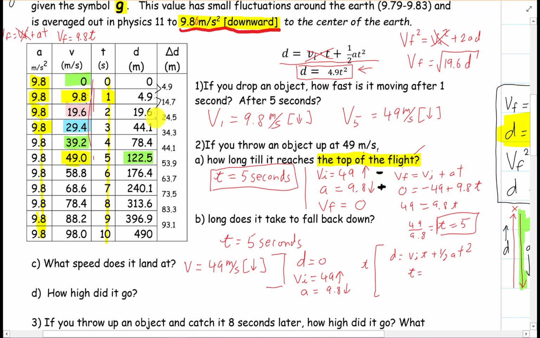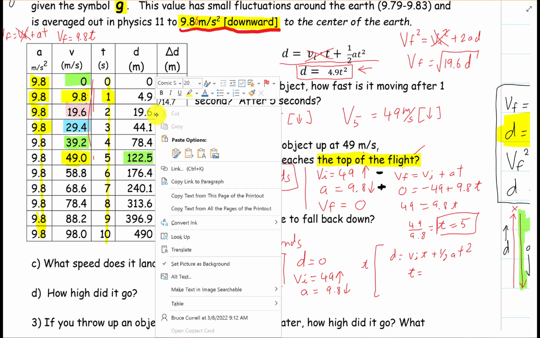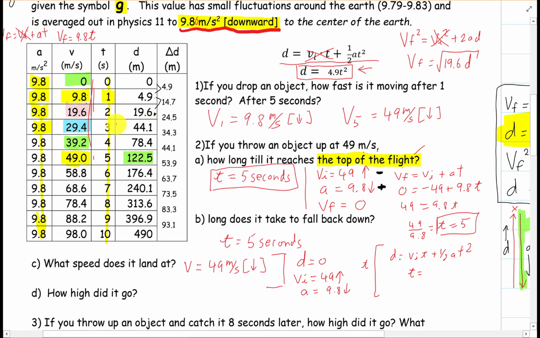44.1 subtract 19.6, because it had fallen 19.6 after 2 seconds and 44.1 after 3 seconds. So between the second and third second, you have to subtract them. It falls a total distance of 24.5. So this is how much distance it travels each second. And if I add up 4.9, 14.7, 24.5, 34.3, and 44.1, I get 122.5. So I'm actually seeing the distance that it travels each second.